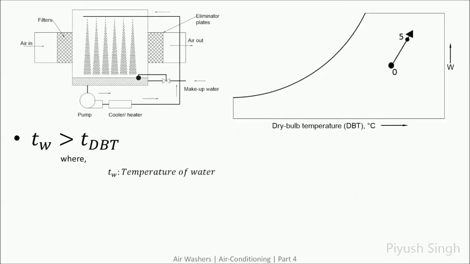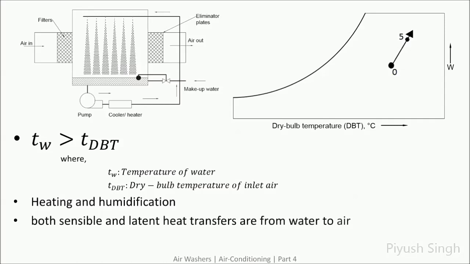In this case, the water temperature is higher than the entering air's dry bulb temperature. As a result, both sensible heat and latent heat transfer occurs from water to air. There is a rise in the air's dry bulb, wet bulb, dew point and humidity ratio. In order to continue the process, the water has to be externally heated.